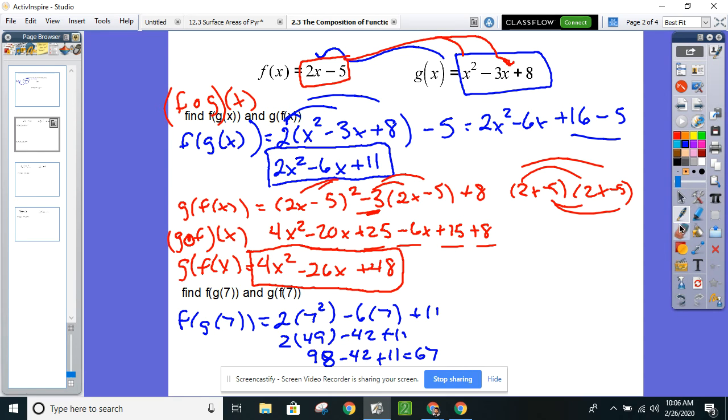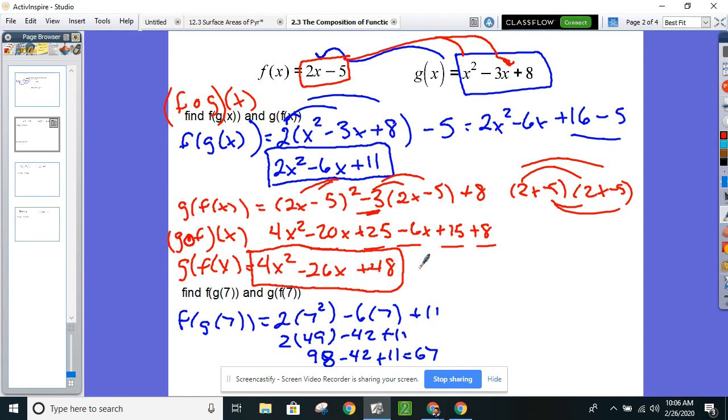All right. Next one, we're doing g of f of x, of 7. So let's switch over. In this equation, we're going to replace that with the 7. So g of f of 7 is equal to 4 times 7 squared minus 26 times 7 plus 48. We simplify that 49. So it's 4 times 49 minus 26 times 7 equals 182 plus 48.